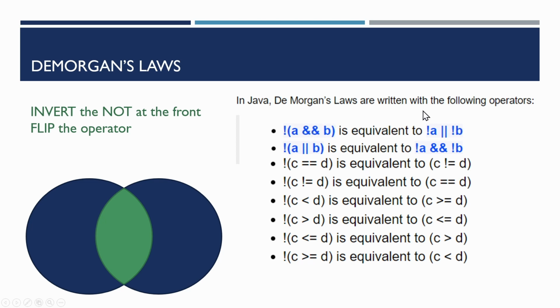So we're changing from and to or, from or to and, from equals to not equals, from not equals to equals, from less than to greater than or equal to, right? Because if you imagine that this side is greater than, then this is less than or equal to. So you have to make sure you include the equal sign. So flip the operator, and then finally not each operand. So not each side of the equation. Okay, so invert the not, flip the operator, and not each operand, and you'll get to your correct conversion.